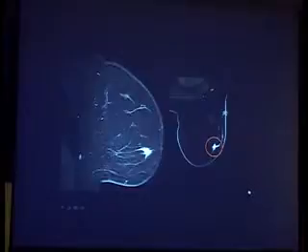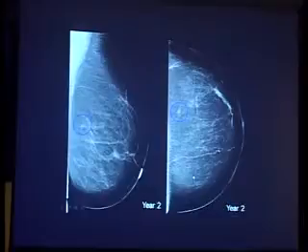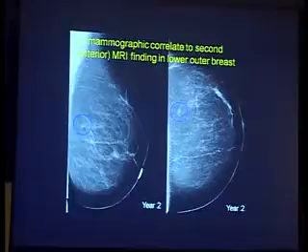And look at how dramatic that is on the sagittal view. Right there. Okay? Spiculated, homogeneously, strongly enhancing mass. There it is. Where is it on the mammogram? There's some stuff here. But again, true story is that we didn't think there was that much change. No mammographic correlate to the second anterior MRI finding in the lower outer breast.